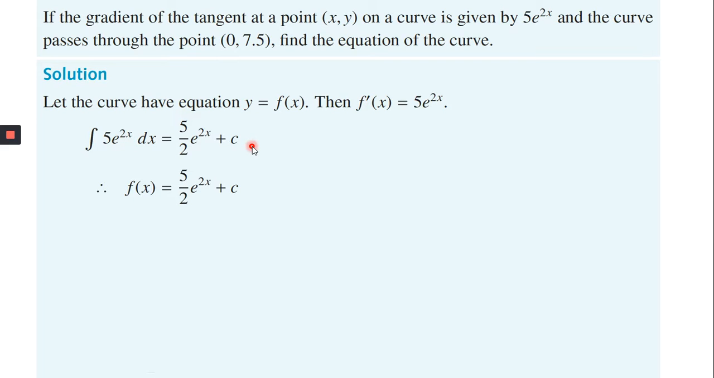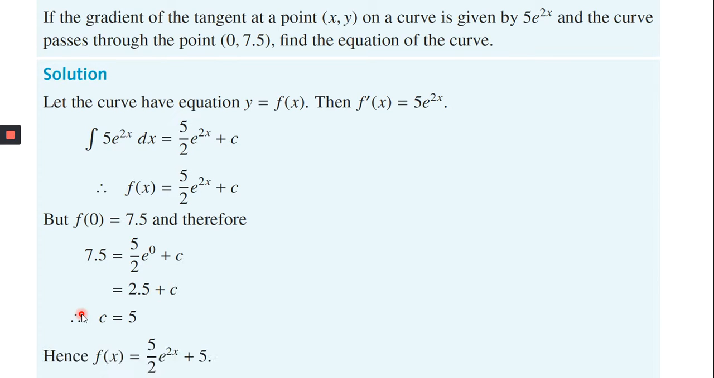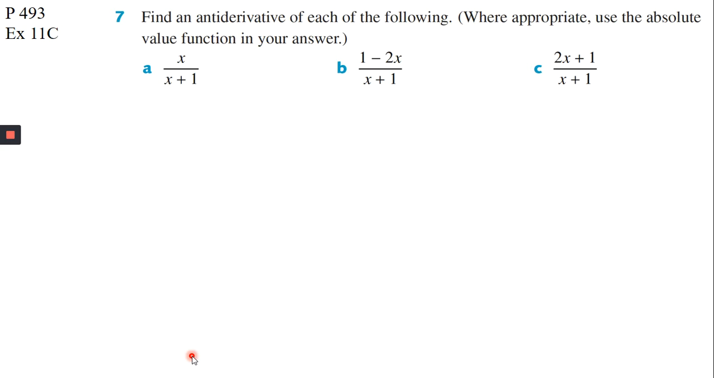That's f of x, isn't it? Because they've given us the notation there. f of x. That's the differential. That's the original equation. And we know that when x is 0, it's 7.5. So 7.5 equals that. Anything to the power of 0 is 1. So take away the 2.5, c is going to be 5. So there's the equation. Find the equation of the curve. There it is.